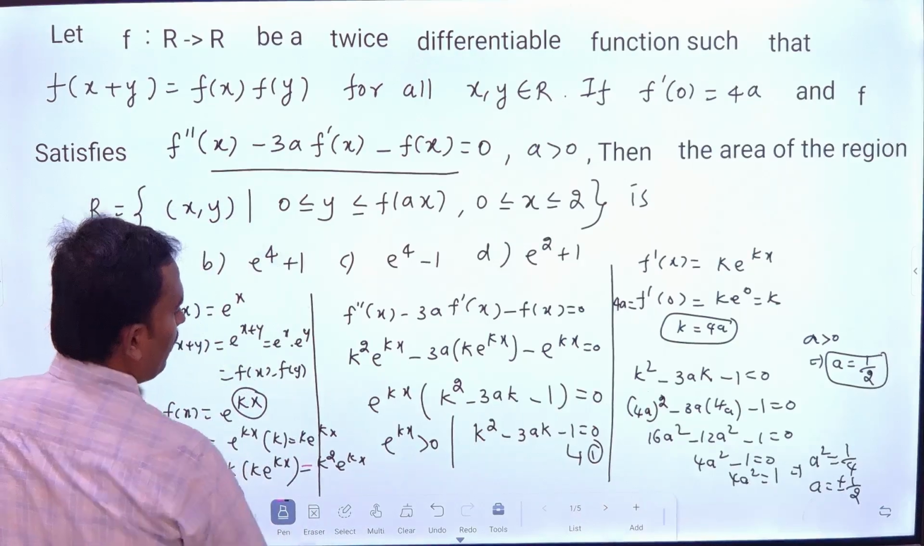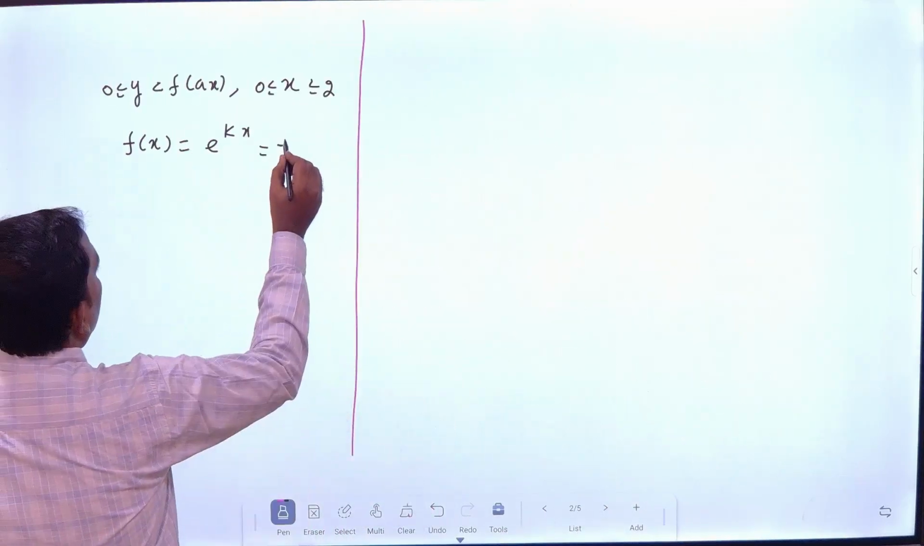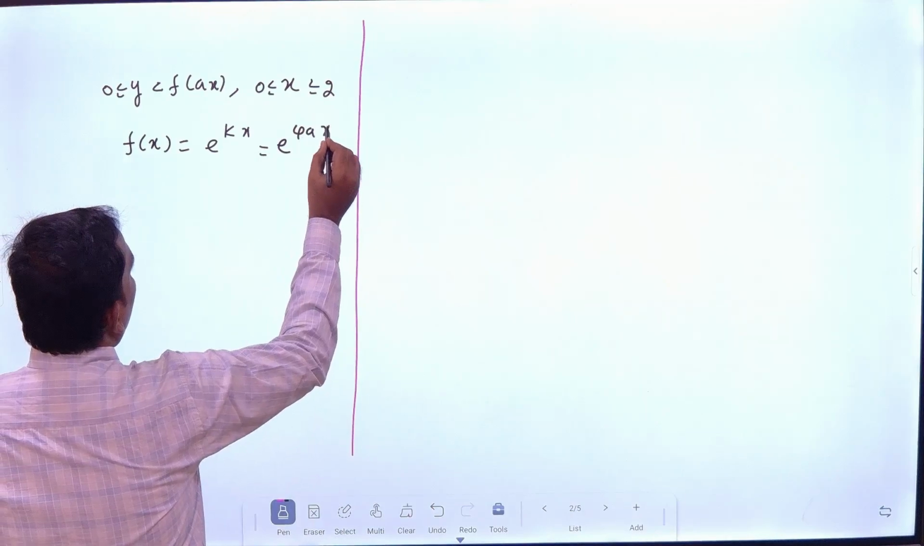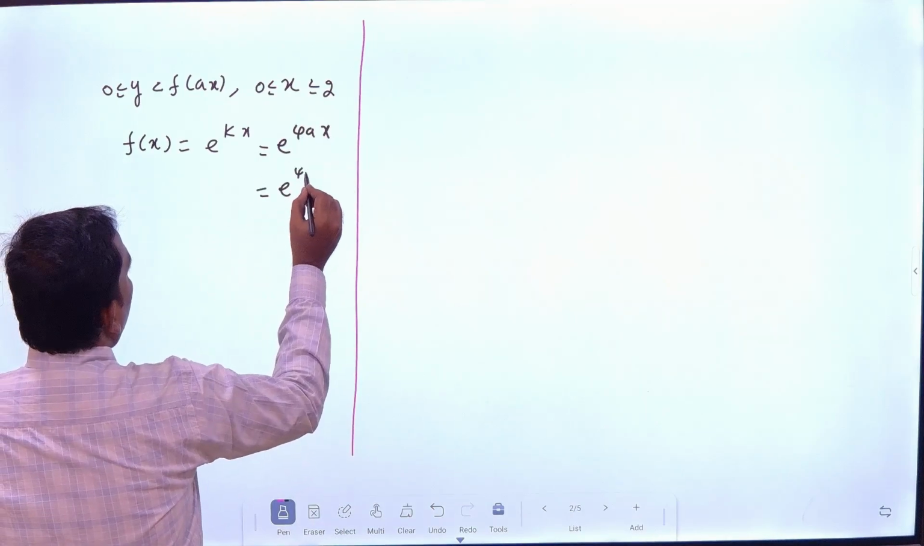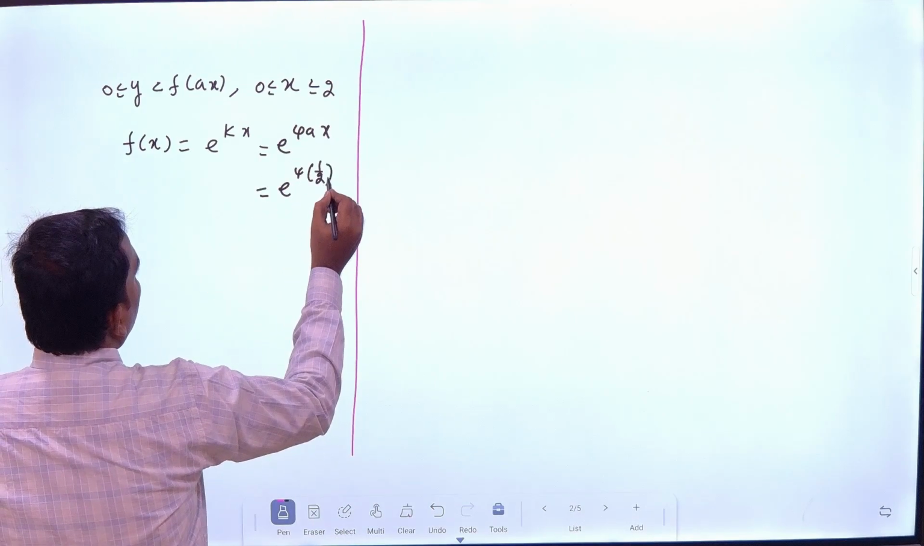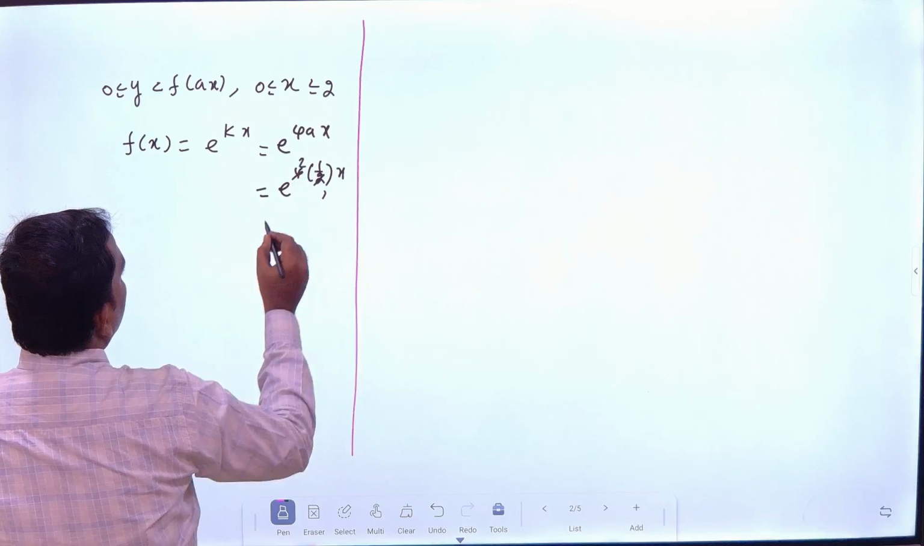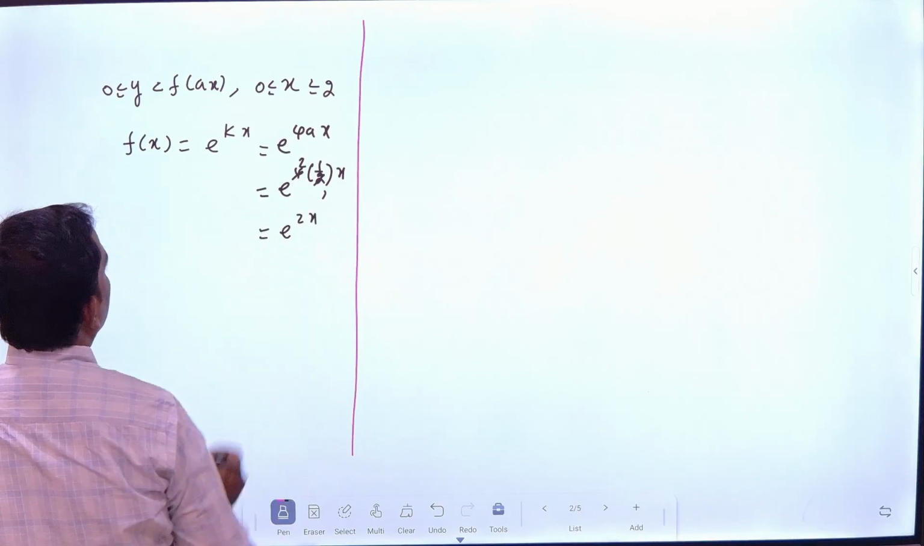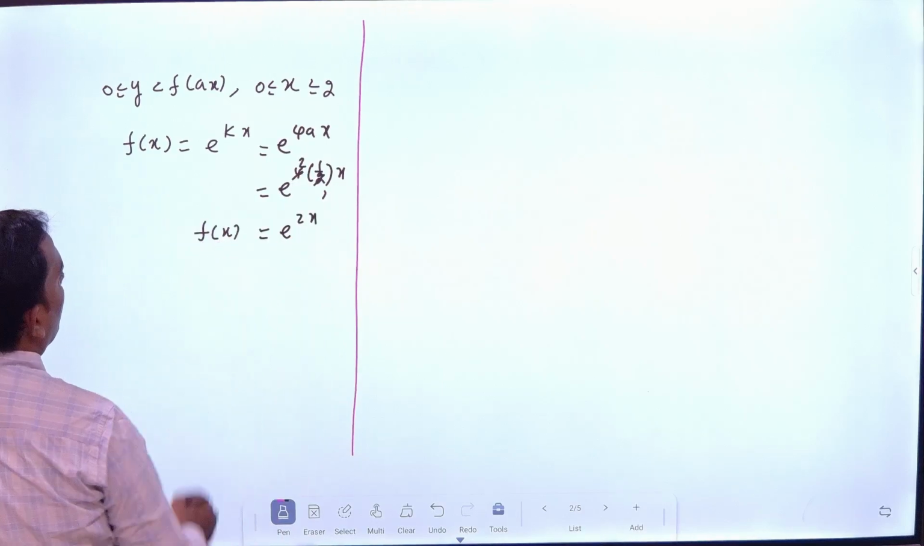K will be 4a, right? K will be 4a, e power 4a into x. What is a? It is 1 by 2, right? We got it, right? 1 times here, 2 times. So e power 2x. This is your f of x. Okay.